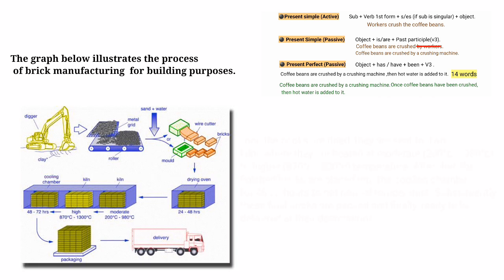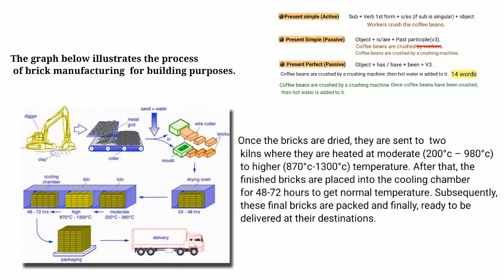Okay, here I would write, once the bricks are dried, they are sent to the two kilns where they are heated from a moderate 200 to 980 degrees Celsius to a higher 870 to 1300 degrees Celsius temperature. After that, the finished bricks are placed into the cooling chamber for 48 to 72 hours to reach normal temperature. Subsequently, these final bricks are packed and finally ready to be delivered to their destinations.